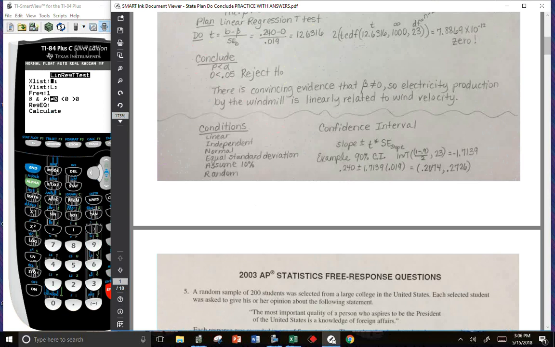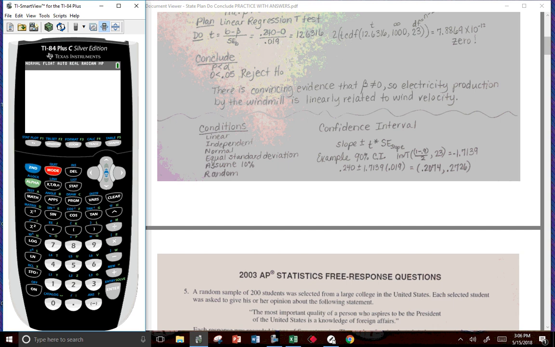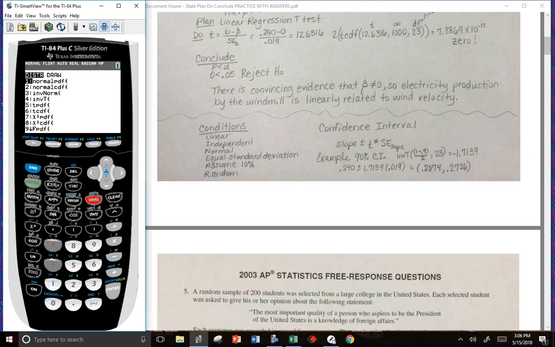Paste it, enter, and you should see that you get the 1.7139. And then to calculate it, do the minus to get that low number, and then calculate it with the addition to get the high number. Are we okay with all of that? Questions, comments, concerns? Okay, on to the next one.